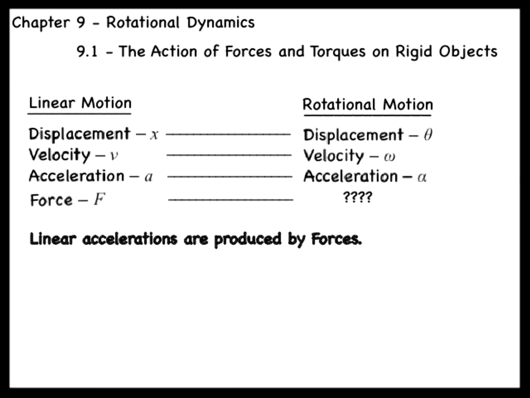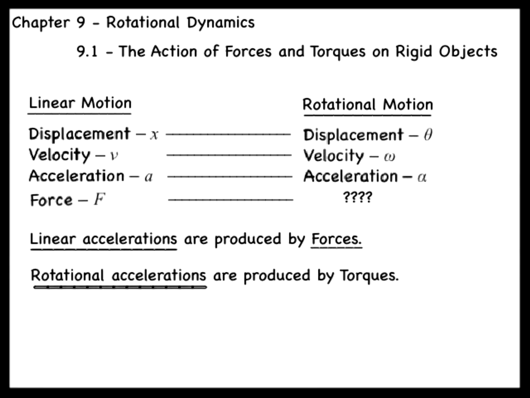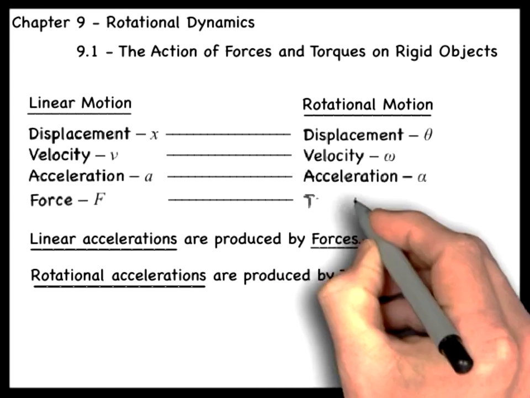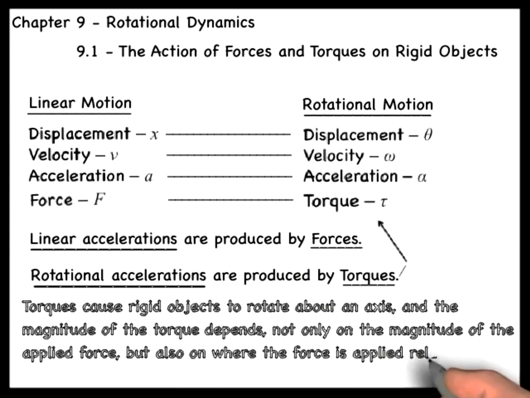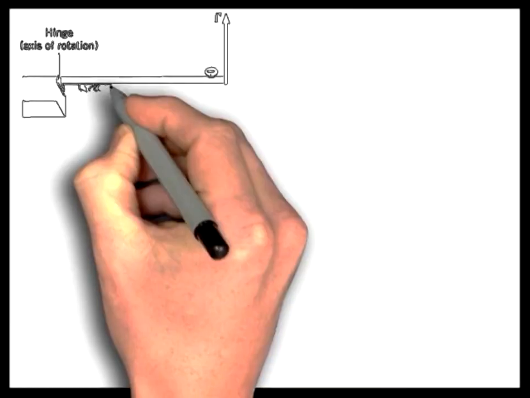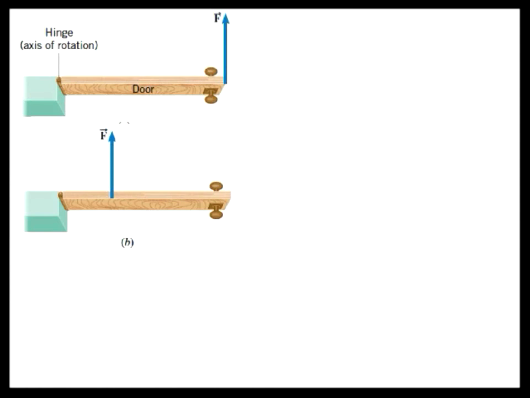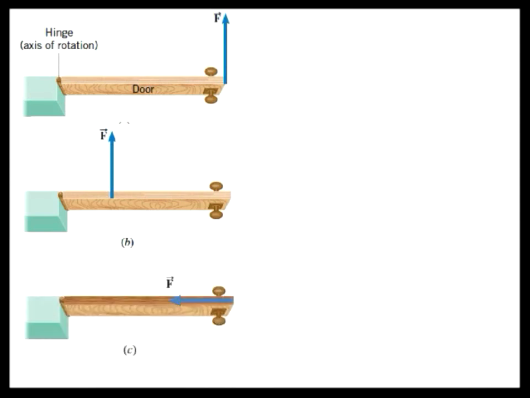Linear accelerations are produced by forces, but rotational accelerations are produced by torques. Torques cause rigid objects to rotate about an axis, and the magnitude of the torque depends not only on the magnitude of the force applied to the rigid object, but also on where the force is applied relative to the axis of rotation. Think about a heavy door that is free to swing on hinges attached to one of its sides. This defines the axis of rotation for the door. The figure shows a top view of such a door and different ways that a force could be applied to the door to open it.